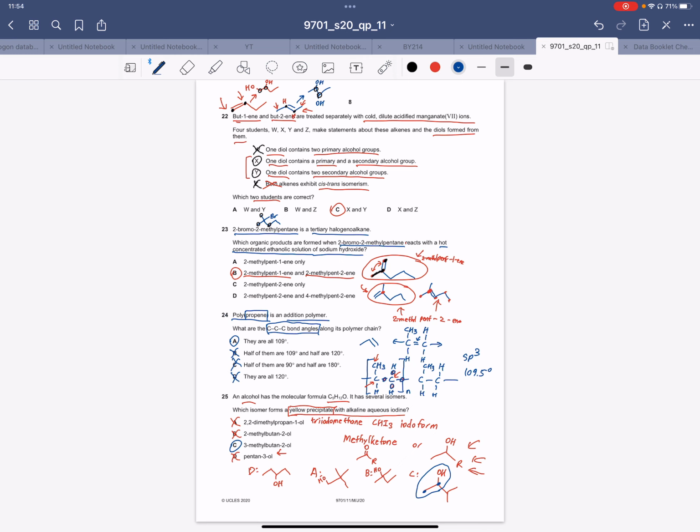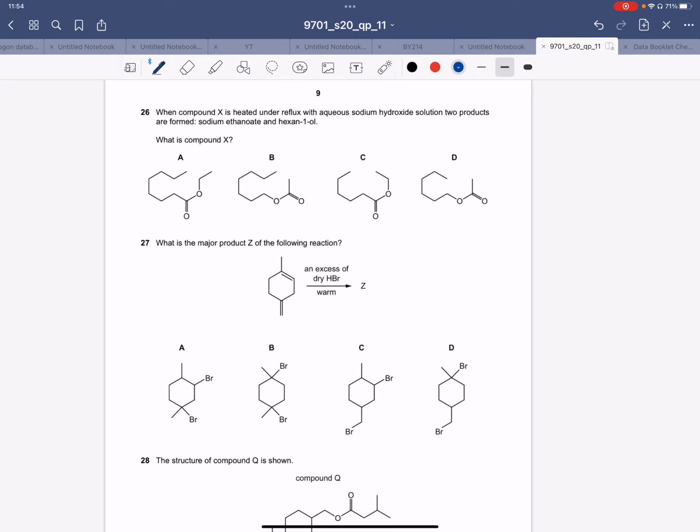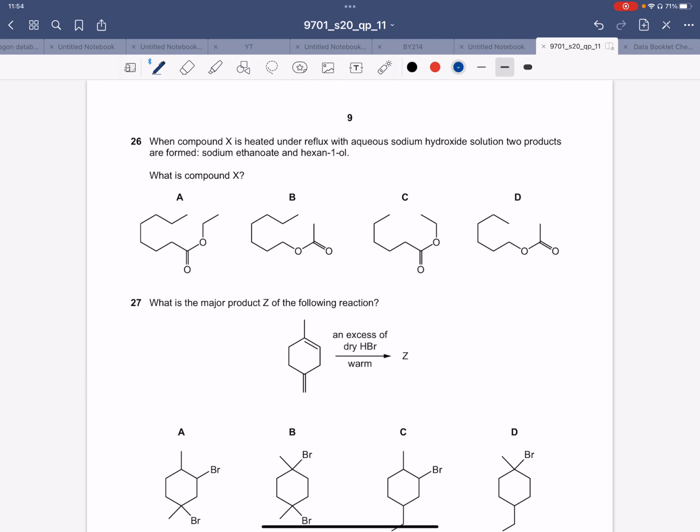Hopefully that made sense. And this is actually a really good one to know, so hopefully that's good for you if you know it. And starting on from here, by the way, there's a lot of organic chemistry. So if you don't know your organic chemistry, I think it's probably a good time to brush up on it, especially since paper 1, about 50% of it is organic. So anyways, moving on. Question 26.